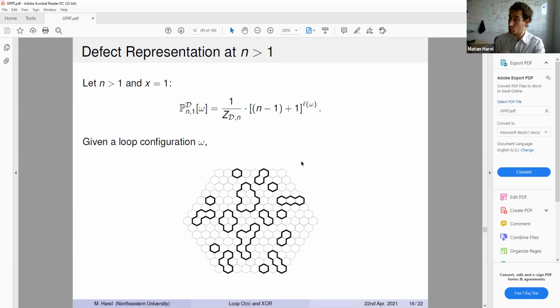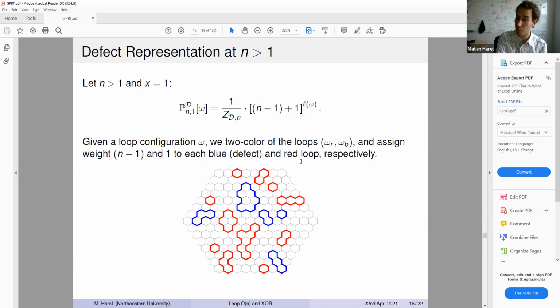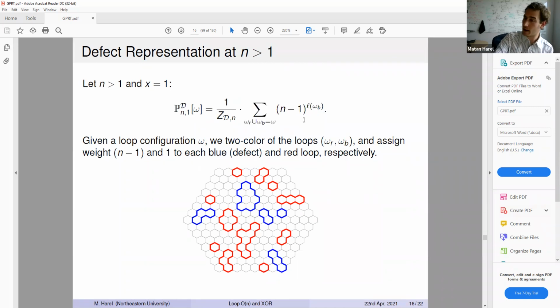Geometrically, what that is: I take a loop configuration omega, and I two-color it, red or blue. I say blue every time I assign n minus 1, and I assign red every time I assign the weight 1. So when I do that binomial theorem trick, I can rewrite that weight as a sum over all possible assignments of red and blue. The blue ones get weight n-1, the red ones get weight 1. Algebraically, a very simple fact.